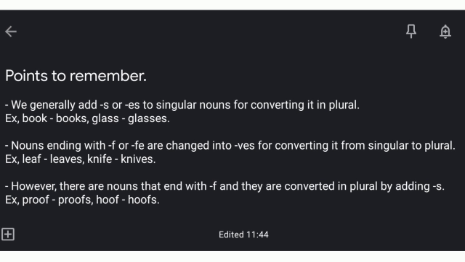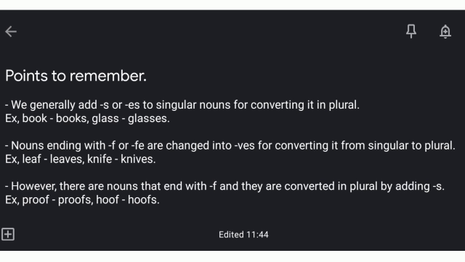However, there are nouns that end with f and they are converted into plural by adding s. So there are nouns that end with f or fe and they are converted to ves while we are changing into plural. But there are also nouns that end with f and we write just s. When we add it, it becomes plural. For example, proof, proofs. Hoof, hoofs. So these are nouns which end with only f, and when we convert, it is simply converted to plural just by adding an s.